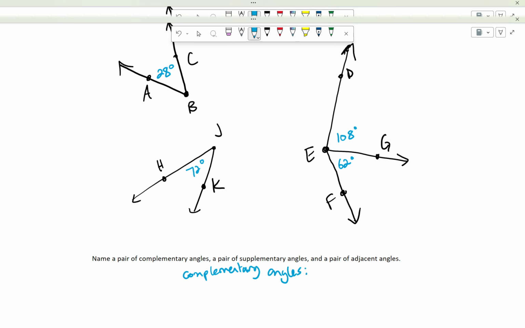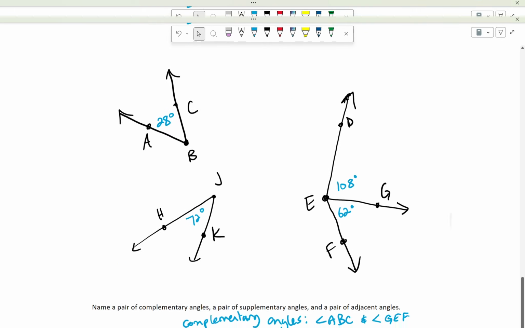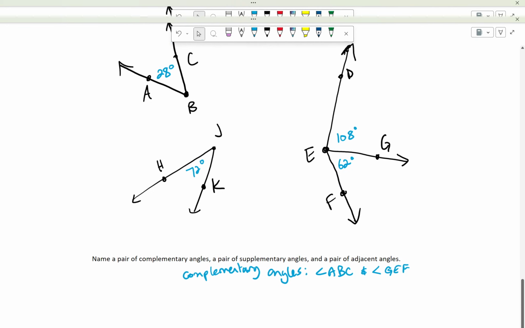are the two that are going to have a sum of 90, which in this case is 28 plus 62, or angles ABC, because I have to name the angle, right? B being the vertex, and angle GEF. Oops, that's really lousy. There you go. GEF, where E is my vertex, G to E to F. Okay, 62 plus 28, that will give us 90.